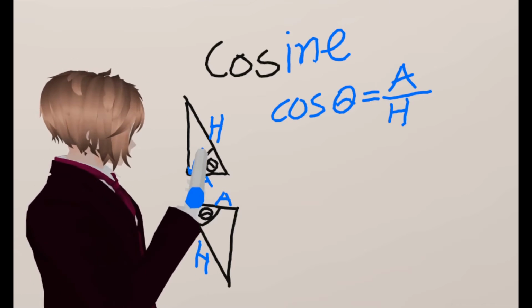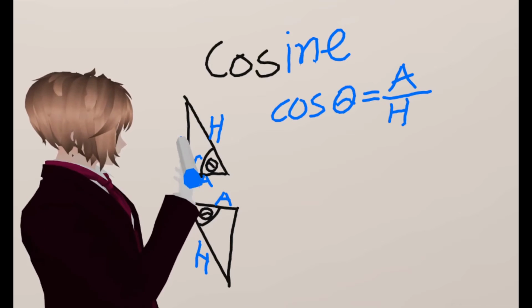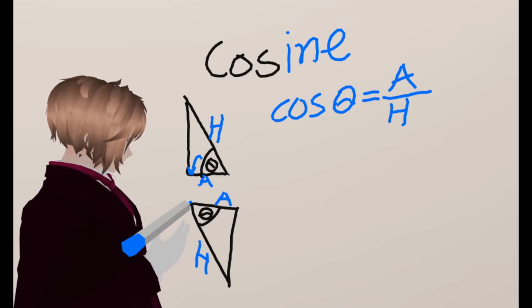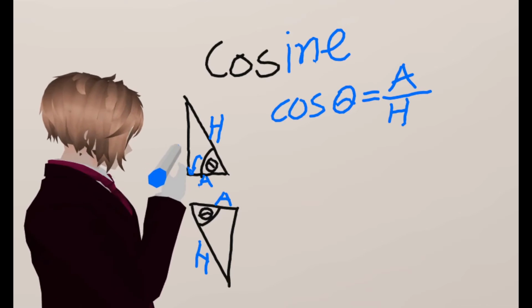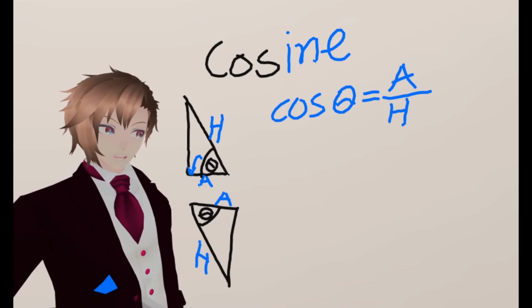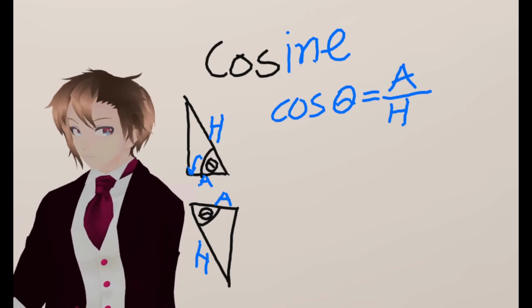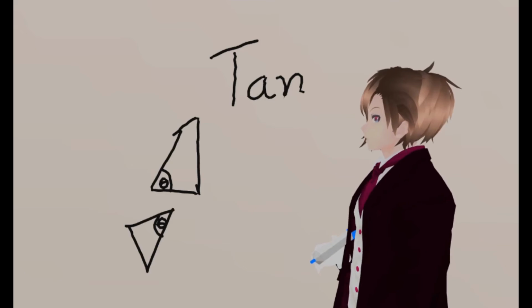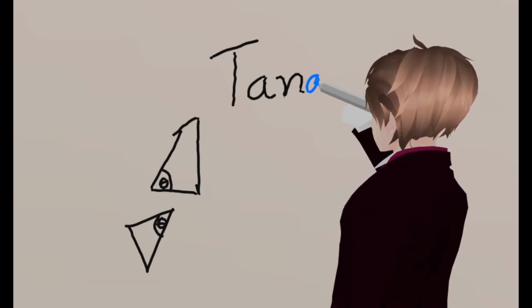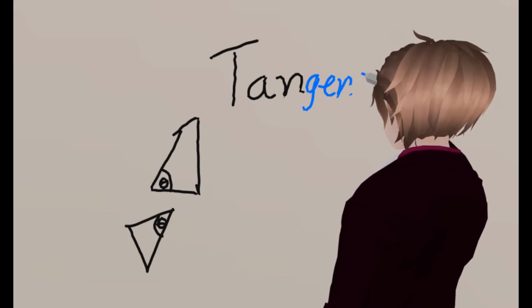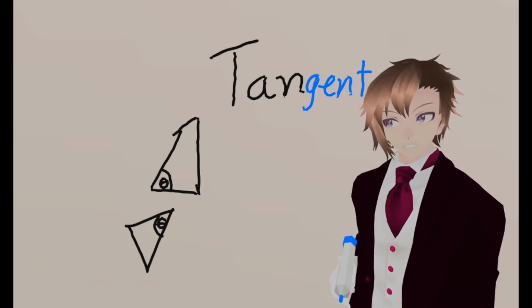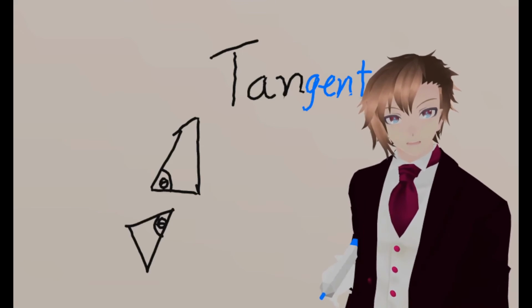Now, we've compared these two sides, and we've compared these two sides. So we've got one more comparison to do. Now we need to compare these two sides. And we are going to use what is called tan. Tan also stands for the tangent. Tangent compares the opposite and the adjacent.